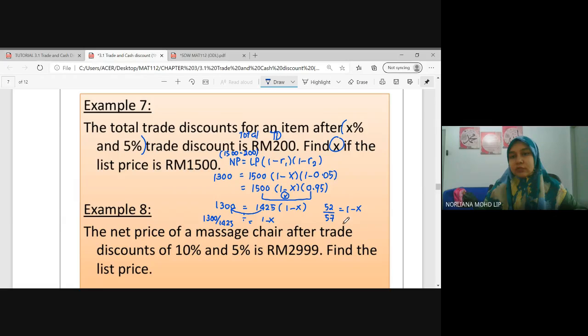So X equal to. X lah. Nak dapatkan X kan. Terbalik lah ni sebab ada negatif kan. So dia terbalik. So 1 minus 52 over 57. Dapat 0.0877 kan? So equal to 8.77%.